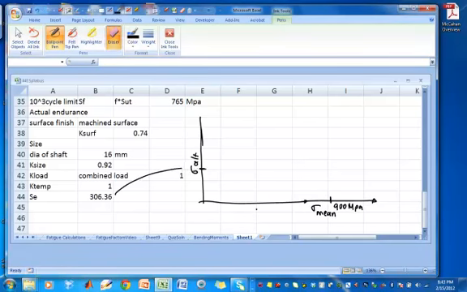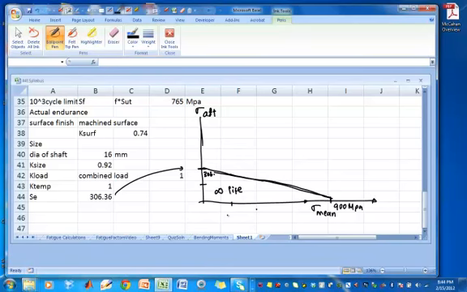So I'm going to erase this out. I'm going to put it up here. This is 306 megapascals. So I'm going to draw this. This line is called the Goodman line. This is the safe region, infinite life. If your mean stress and alternating stress are anywhere in this triangle, you are safe. If you are outside, it will not have infinite life.